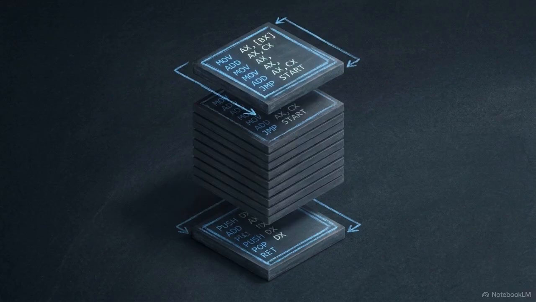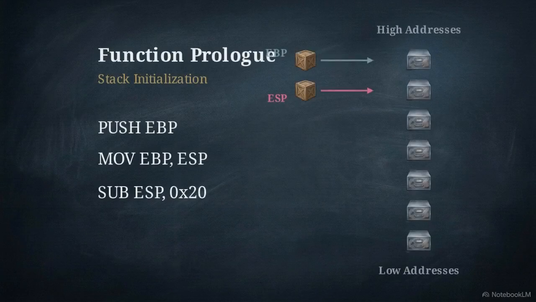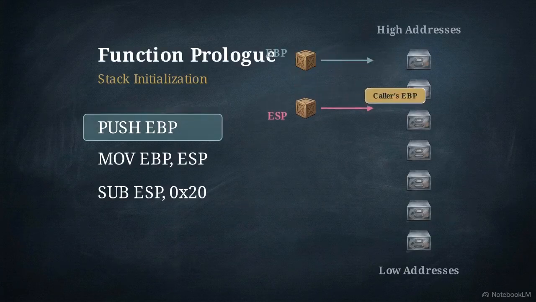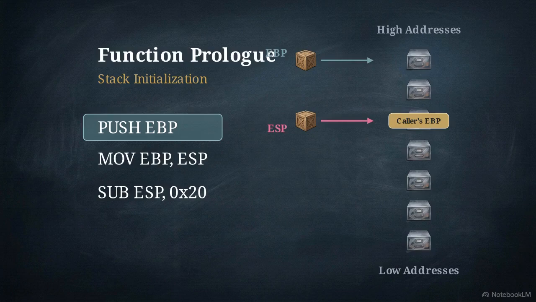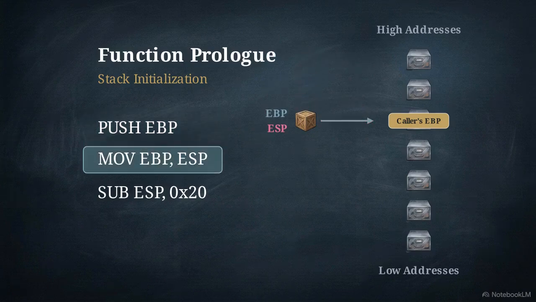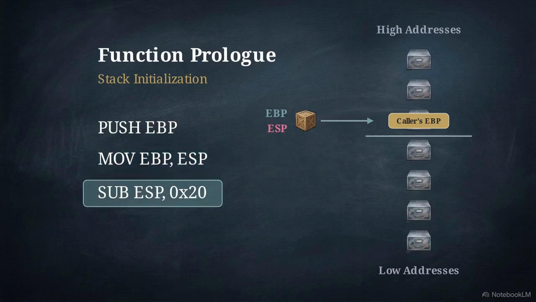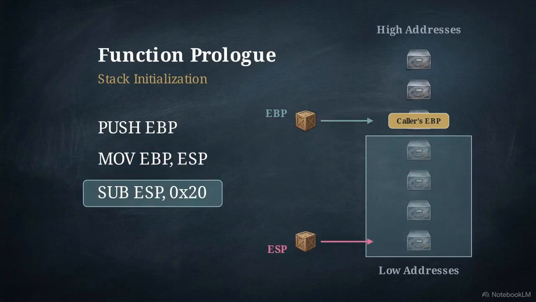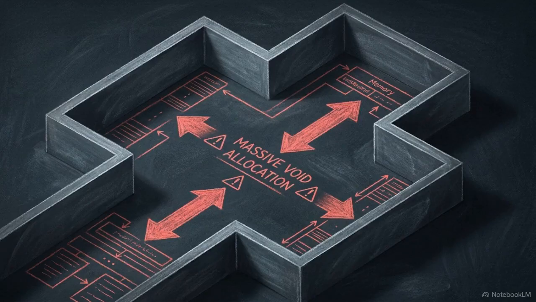Compilers generate highly standardized instruction sequences to manage stack memory at the beginning and end of discrete functions. These are known as prologues and epilogues. The standard prologue sequence looks like this. PUSH EBP saves the caller's base pointer. MOV EBP, ESP establishes the fixed base pointer for this new frame. Finally, SUB ESP, 0x20 dictates the strict size of the local variable space reserved for this specific function.